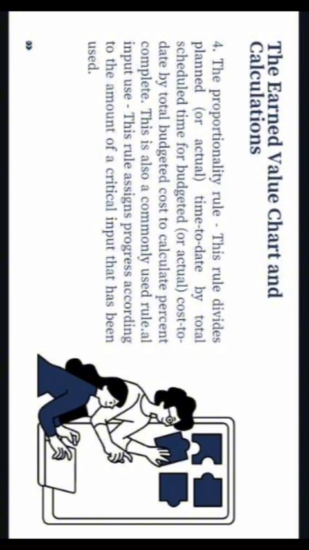The proportionality rule calculates progress by dividing the planned or actual time to date by the total scheduled time, or the budgeted or actual cost to date by the total budgeted cost. This results in a percentage complete, providing a proportional measure of progress.